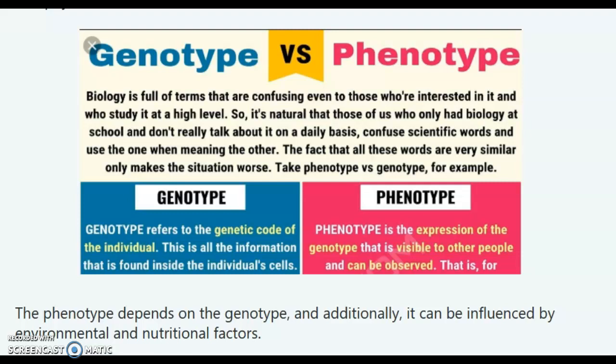Your phenotype is always going to be visible to other people and can easily be observed. Obviously, genotype, no. I guess you could technically look in someone's cell and observe it, but it's not easily observed, right? So your genotype is that genetic code inside you, in yourself. Your phenotype is the expression of your genotype, the visible expression of your genetics. I realized I had skipped over that. It does say down below the phenotype depends on the genotype, and additionally it can be influenced by environment and nutritional factors. But your phenotype is the physical expression of that.